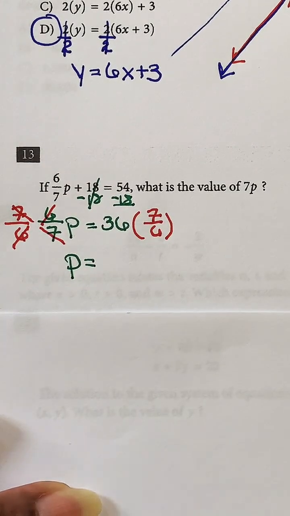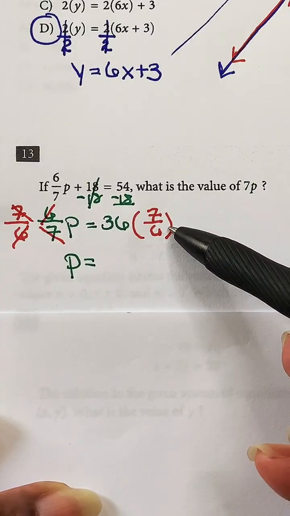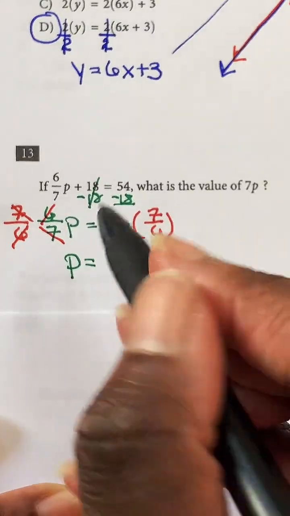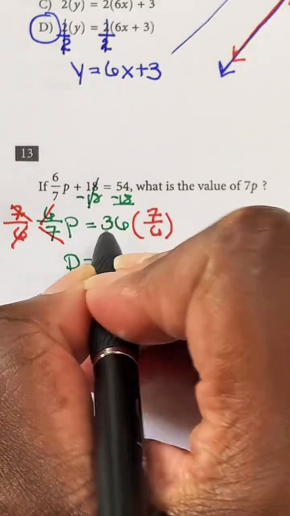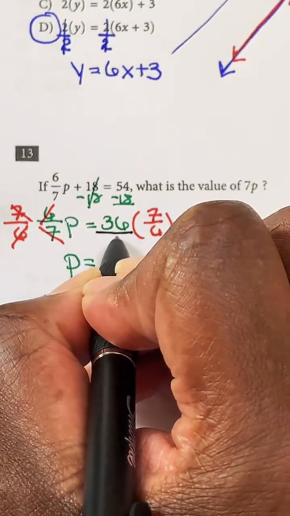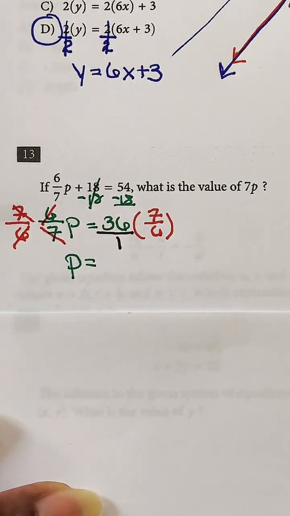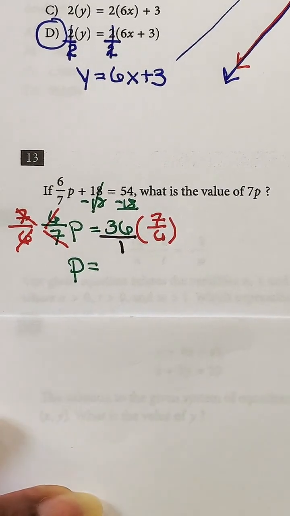Now, we don't have to change it to a decimal, because if you multiply a whole number with a fraction, you always put that whole number over 1. Turn it into a fraction. It's not devaluing the 36. It's just making it easier for you to handle it with the fraction.